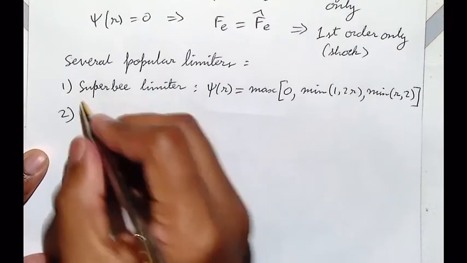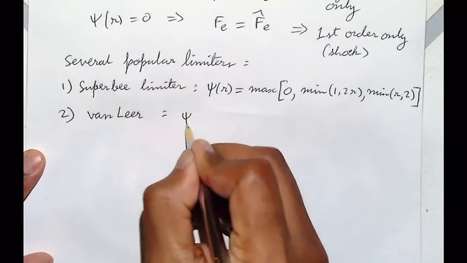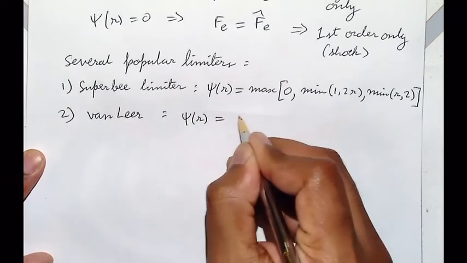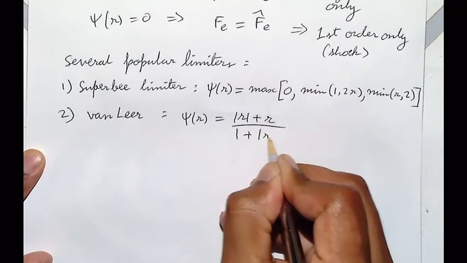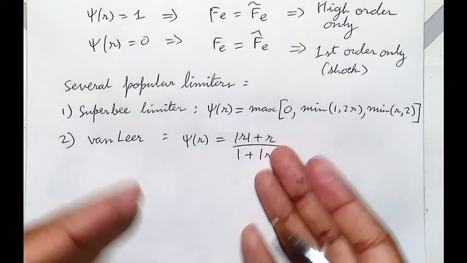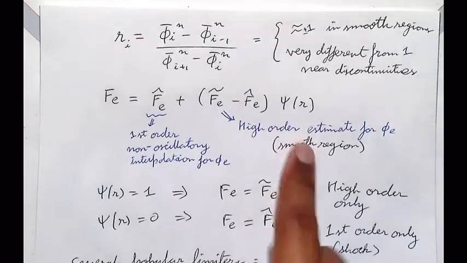Next one is Van Leer. So this is Van Leer. The Van Leer limiter is defined as R plus absolute value of R over 1 plus absolute value of R. Again, you compute R for your current cell, you compute this very simple function, and that's your factor that goes over here.